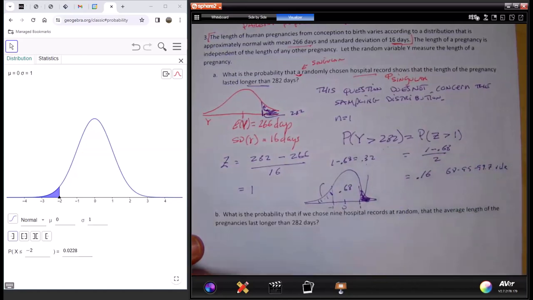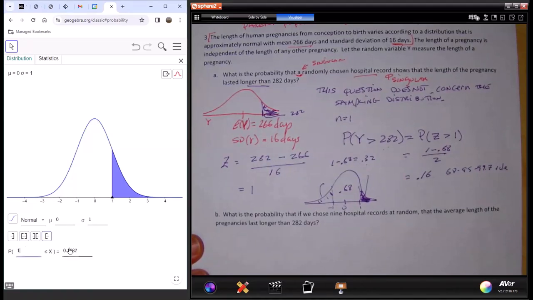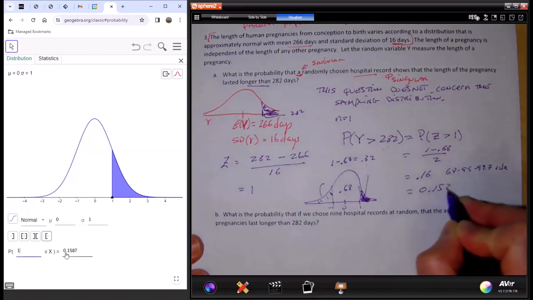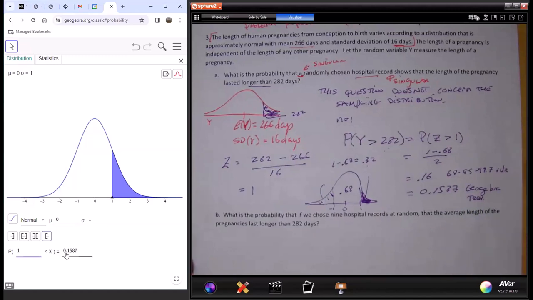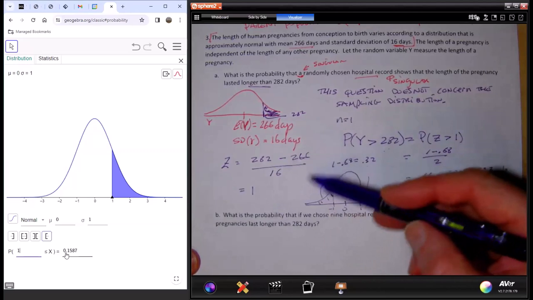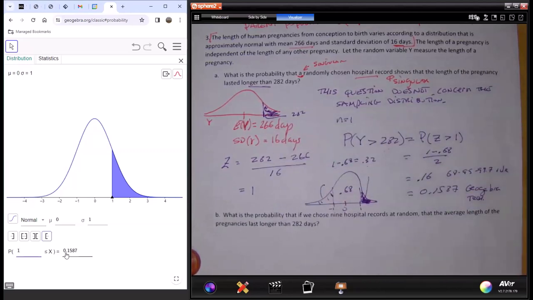We want to get a little more precise. Let's use technology. This technology only goes to 4 decimal places, but it's better. I'm going to click the greater than button here, and you can see the curve shaded correctly. I'm going to just enter a positive 1. I see that a more precise value is 0.1587. Using GeoGebra to be exact, but just some kind of technology. So this one did not concern the sampling distribution. This is just as if you were talking about a normal distribution and doing a calculation like before.